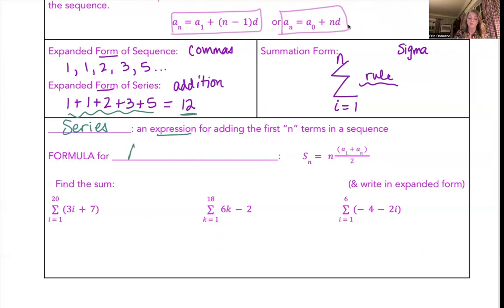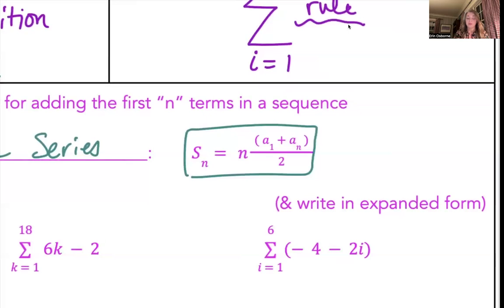And the formula for an arithmetic series is this. We're going to just plug numbers in. S sub n stands for the sum that you're going to find. N is how many numbers you added. A sub 1, of course, is your first term in the sequence. And A sub n is the last term in the sequence that you're adding.